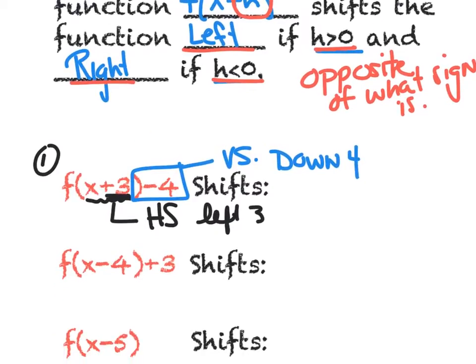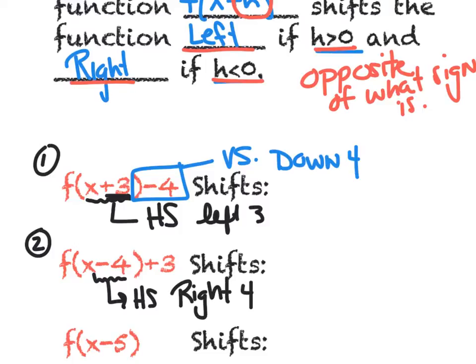Number 2, describe the shift. We'll do one more together. Inside, again, is my horizontal shift, and because it's negative, I'm actually going to go right 4. The outside is my vertical shift, so I'm going to go up 3.